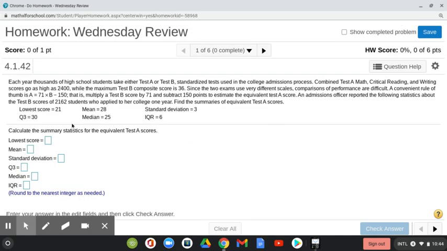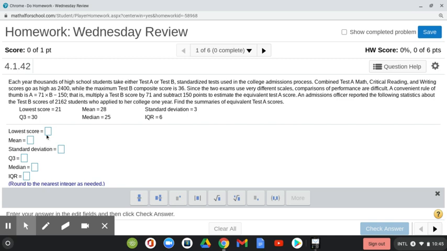Okay, so number one has to do with rescaling and shifting. If you remember, a rescale will change all of your summary statistics, but a shift will not change the measures of spread, which are the standard deviation and the IQR. So on here, everything gets multiplied by 71, and then you subtract 150, but the subtraction only affects the things that are not standard deviation or IQR.